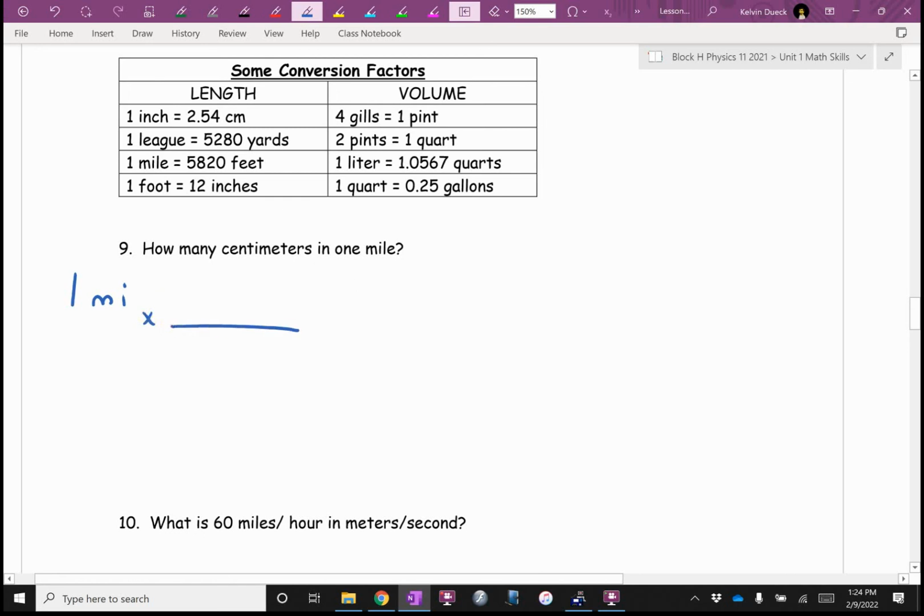Look at the chart. What can I convert miles into? So if I put miles on the bottom, feet on the top, and oh, what a dumb system the Americans have, 5,280. And they have to memorize all these conversion factors. Our metric system is nice. It's all powers of 10.